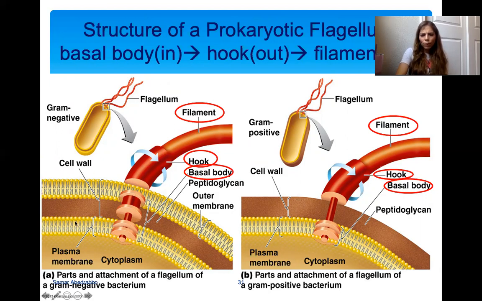So when we look at this, the cell has a cell membrane and an outer membrane. So I know that this cell is gram-negative bacteria because it has an outer membrane. This cell structure does not have an outer membrane, so it's gram-positive bacteria. But whether you have flagella and you're gram-negative or gram-positive, you have the basal body, which is attached to the cell membrane, then the hook, then the filament. That's what I want you to get out of this slide.